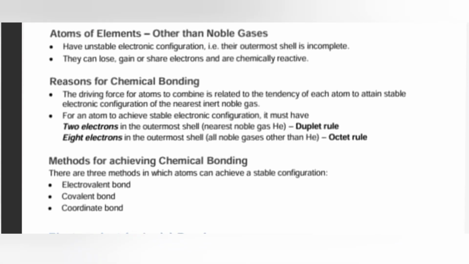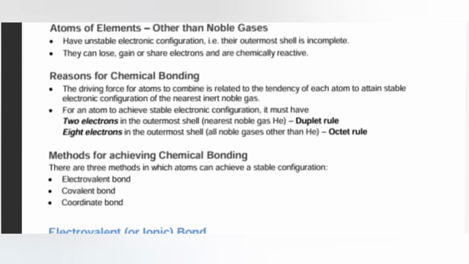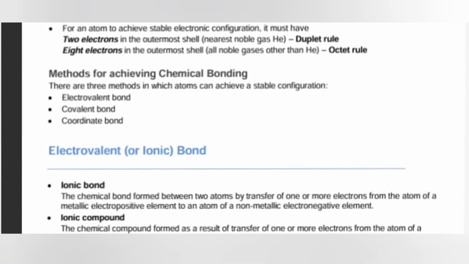Okay, so the next one is methods for achieving chemical bonding. There are 3 types of bond which can be created: electrovalent bond, covalent bond, and coordinate bond. Okay, so what is an electrovalent bond? It is also known as an ionic bond.